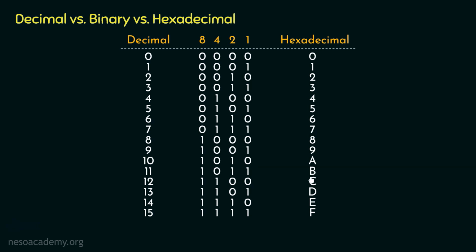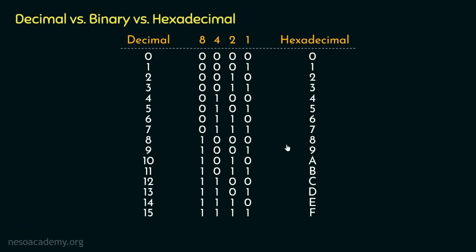So B is the same as 1011, that is 11 in decimal. C has the value of 12, that is 1100 in binary. Then D in hexadecimal, which is 13 in decimal, in binary it is 1101. E in binary is 1110, which happens to be 14 in decimal. And finally F, which is 15 in decimal, is 1111.